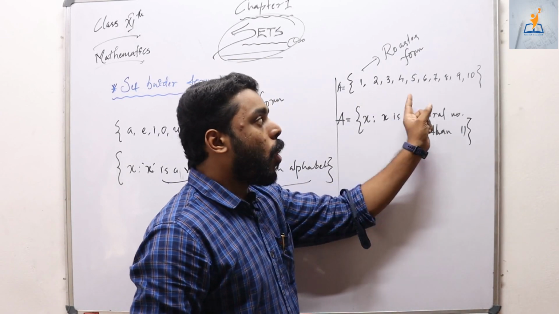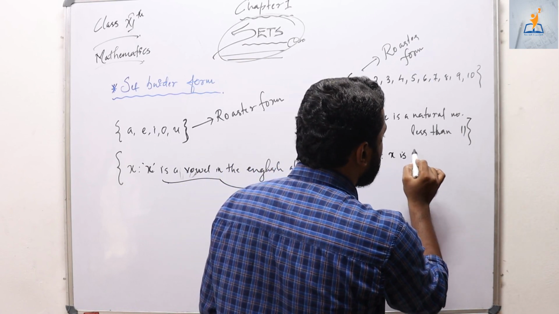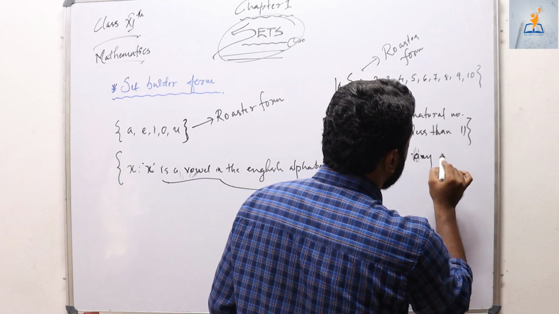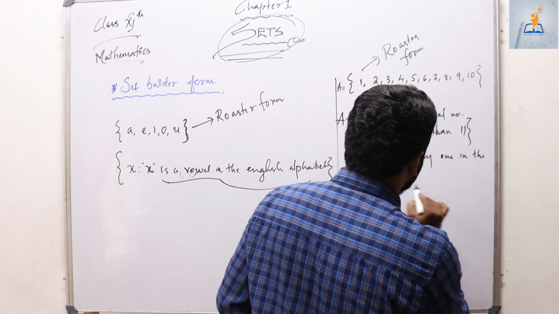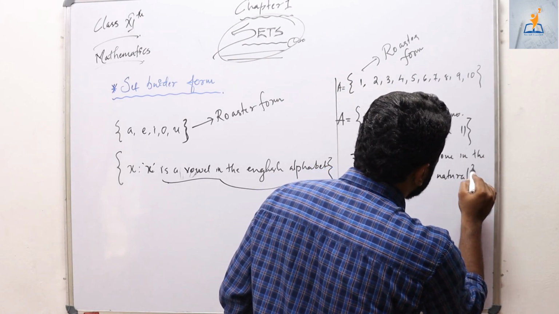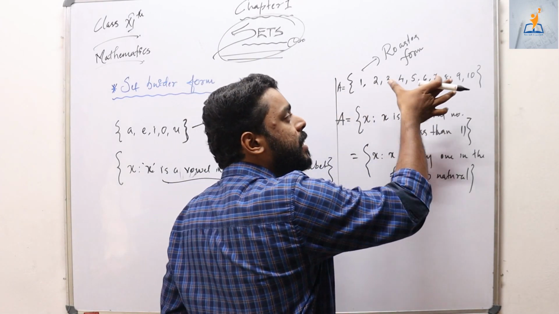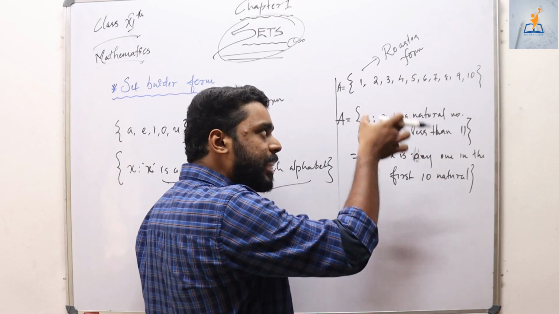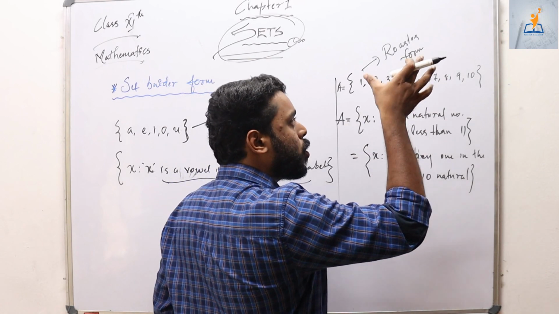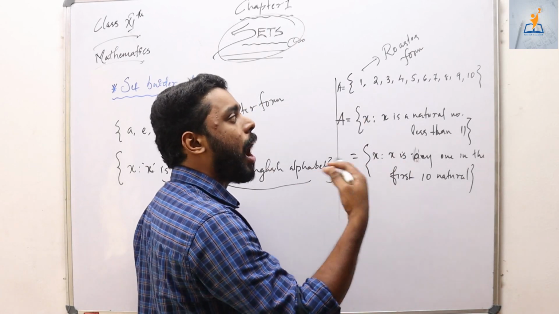Or you can represent the same set like this: set of all x such that x is any one of the first 10 natural numbers. The two statements represent the same set. So we can represent the same set from the roster form into the set builder form just by stating a property which is owned by only the elements in the set and not by any element outside the set.